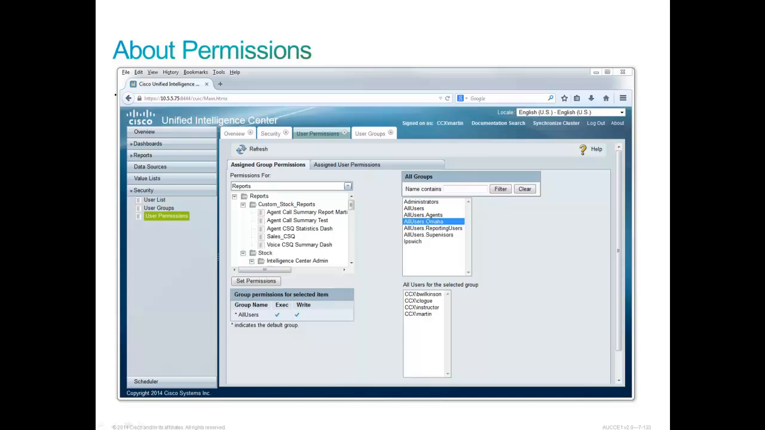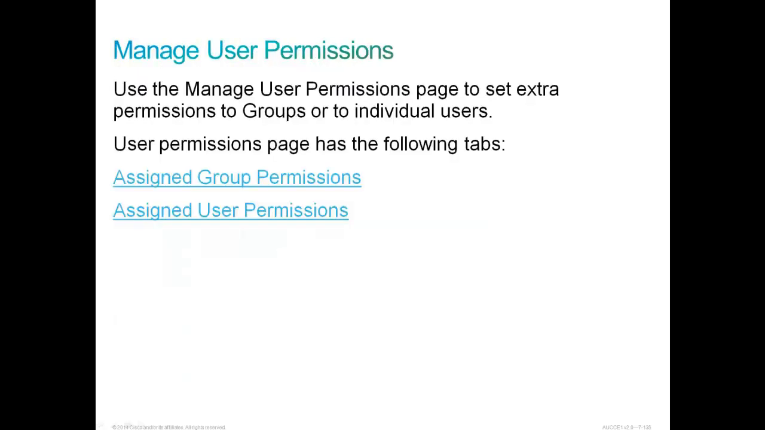A user receives permission for an object from different sources. Permission can be inherited from the all users group, from the default group, or from permission assigned by the security administrator. Among all those permissions, the highest level permission is used when the user accesses the object. We'll use the Manage User Permissions page to set extra permissions for groups or for individual users. There's a couple of tabs there. One's Assign Group Permissions and the other's Assign User Permissions. Let's take a look.